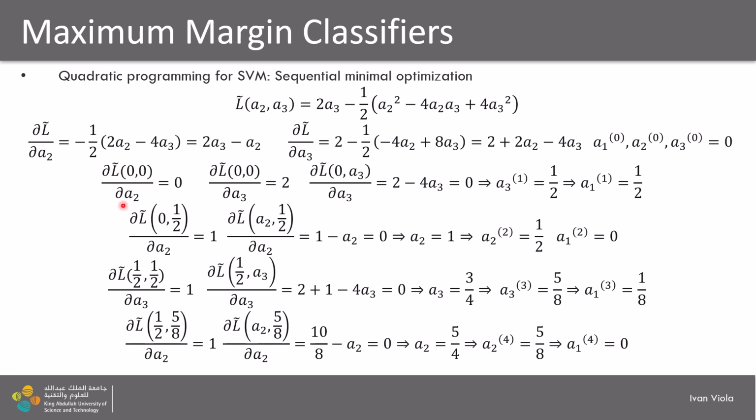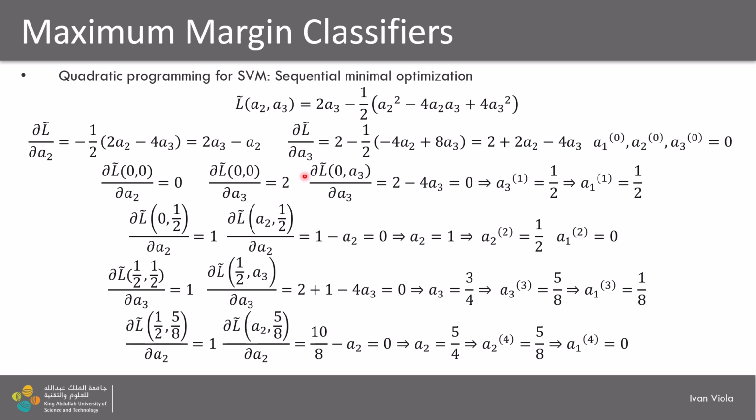The partial derivative with respect to A2, with these zeros for A2 and A3, will be equal to 0, because if we put zeros here, then the result will be 0. In this case, however, the outcome will be 2, because this is the formula, and even if these terms will be 0, we will still have this 2. That means that we can increase A3 from its value 0. The question is, how much can we increase it?